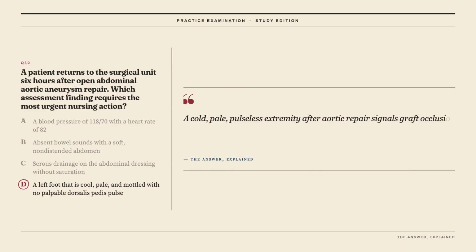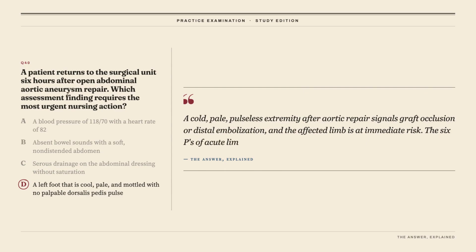The 6 P's of acute limb ischemia are pain, pallor, pulselessness, paresthesia, paralysis, and poikilothermia. Comparing both legs against the preoperative baseline and notifying the provider urgently are the priority, since embolectomy may be needed.